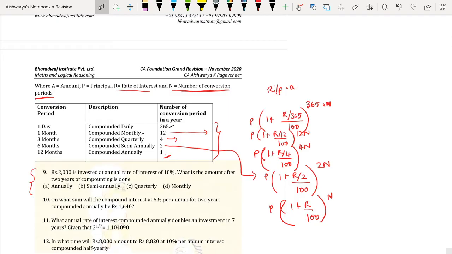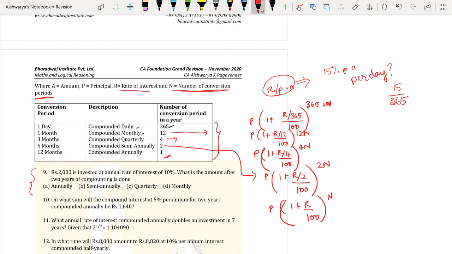So why are we writing R by 365? There is daily compounding. You're compounding every day. So in a year, there are 365 days. And the rate is given per annum, so this rate is for the entire year. Say you have 15% per annum; what is the rate per day? 15 divided by 365 to get the per day rate, because this is the yearly rate.